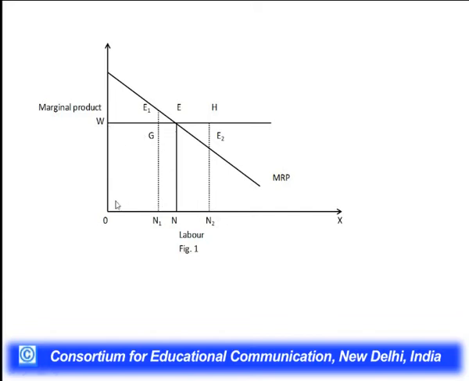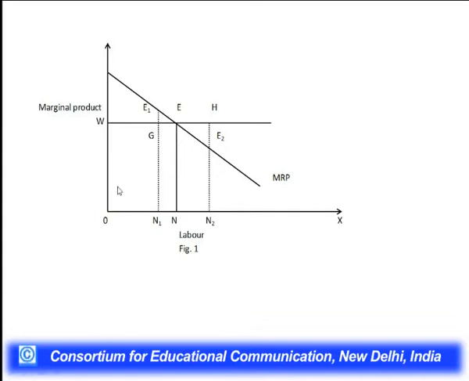Now, if the employment is less, instead of ON units, if the firm employs OM1 laborers, what do you see here? At this level of employment, the marginal revenue productivity is N1E1, while the wage rate is N1G. So the firm is not getting the maximum profit. This is the loss. E1GE is the loss to the firm. So why should it have such a loss? It can increase the employment to ON, where the wage rate becomes equal to marginal revenue productivity and profits are maximum.